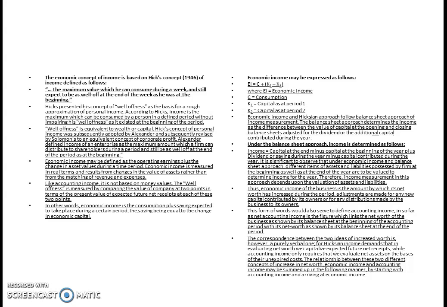According to Hicks, income is the maximum which can be consumed by a person in a defined period without impairing his well-offness as it existed at the beginning of the period. What is well-offness? Well-offness is equivalent to wealth or capital. Hicks' concept of personal income was subsequently adopted by Alexander and subsequently revised by Solomon also.